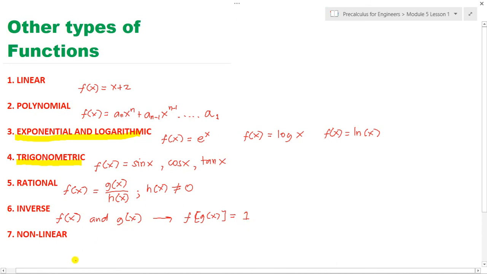And then the last one is for nonlinear functions. We have the conics. So remember conics, we have ellipse, hyperbolas, then we also have parabola, and also circle.